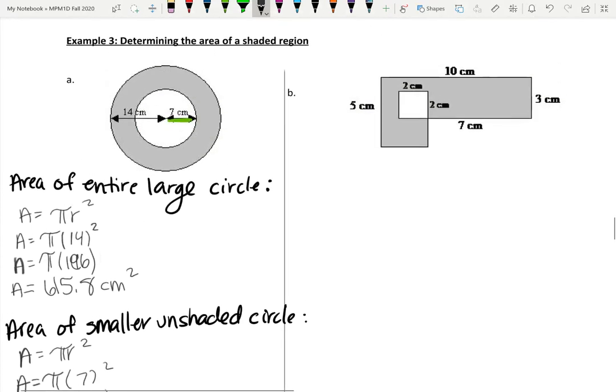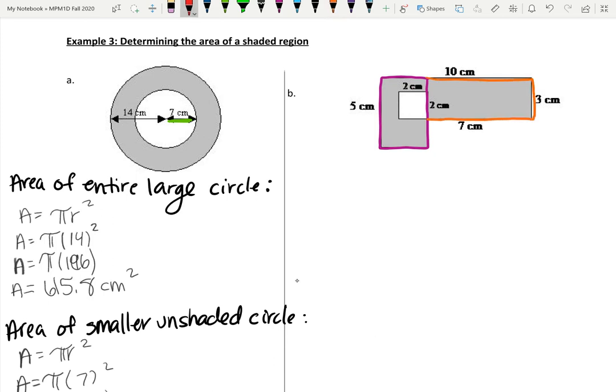Okay, and then finally we have this other composite figure. Pretty much everything is included except for this square right here. Okay, so I'm going to divide this. So this is going to be one rectangle. I'm going to find the area of this whole rectangle, including this unshaded region. And I'm going to find the area of this rectangle. And I'm going to find the area of my unshaded region. Okay. So area 1, area 2, area 3.